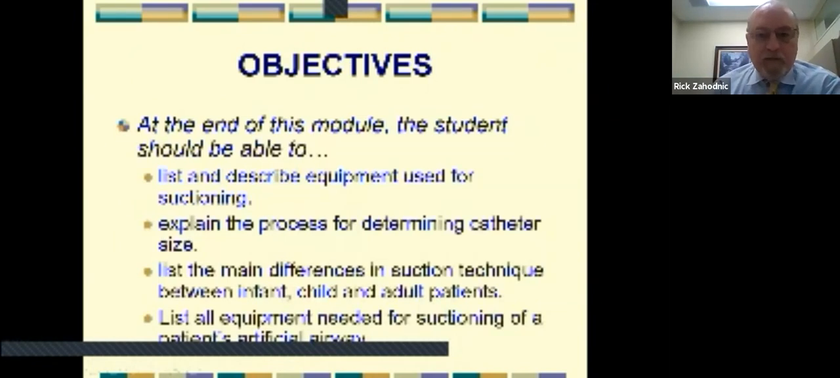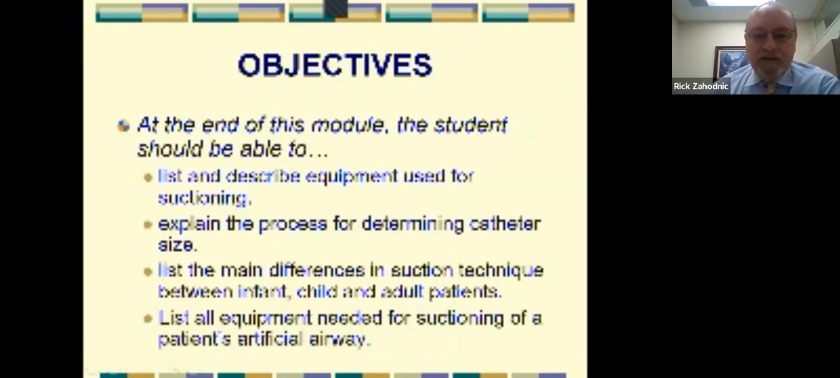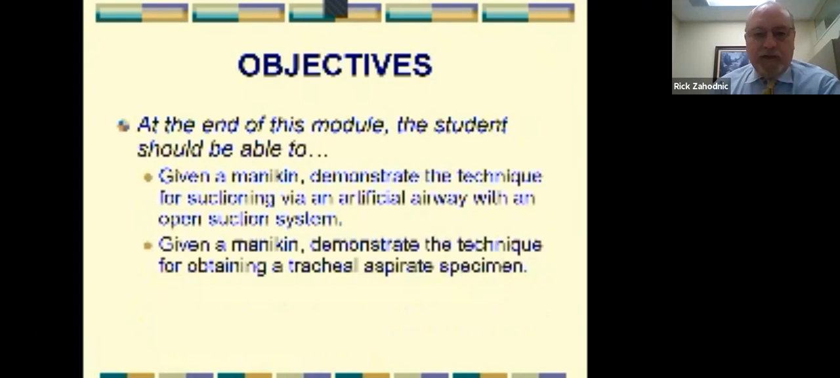So by the end of this module, we'll talk about the process for determining proper catheter size, as well as other equipment that is involved in suctioning. We'll also list the main differences in suction technique between infant, child, and adult. And given a mannequin or some sort of a device, we'll demonstrate the proper suctioning of the upper airway and also collecting a specimen.